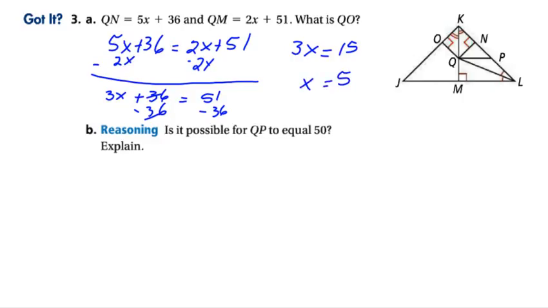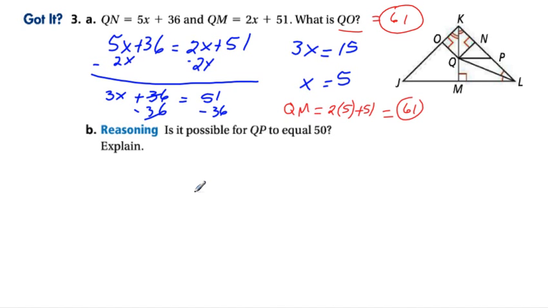But that's not what we were looking for. But that gets us on the way, right? We're looking for the distance from Q to O. So we can substitute 5 back into either one of these expressions. If there's one that's easier to work with than the other, I'll just substitute it into QM. And we get QM is equal to 2 times 5 plus 51. So that's equal to 10 plus 51, which is 61. And QO is equal to QM, so QO is also equal to 61 units long.